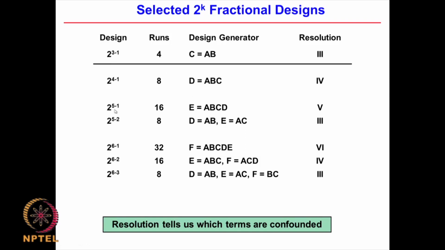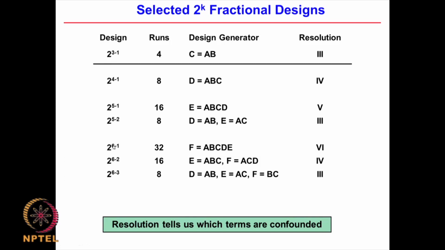Okay. Now let us go to the next one, 2 power 5, that means 5 parameters. So I have 32 experiments, but I want to do only half of that, so 2 power 5 minus 1, so I am doing only 16 experiments. So I introduce the new variable E under ABCD column. So this is a resolution 5 design, you understand, resolution 5 design. But if I want to do 1/4 of 32 experiments, that is 2 raised to the power 5 minus 2, that is 8 runs, then I end up having D equal to AB, E equal to AC, then that becomes a resolution 3 design. This is not good, okay.